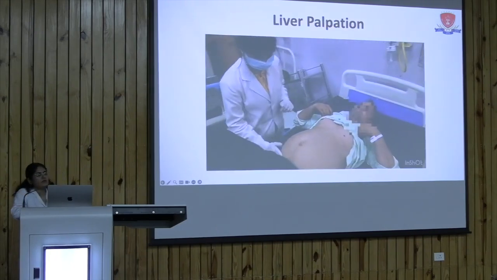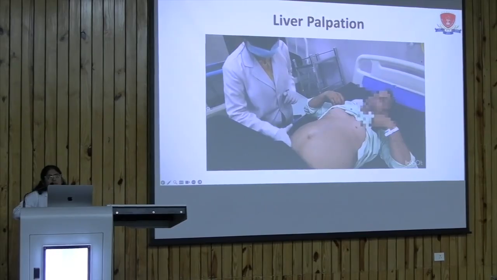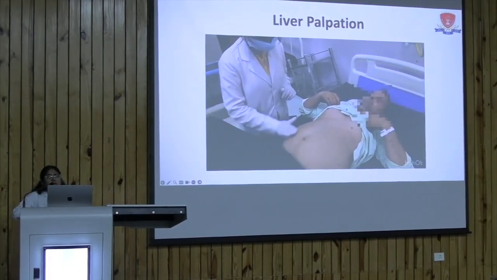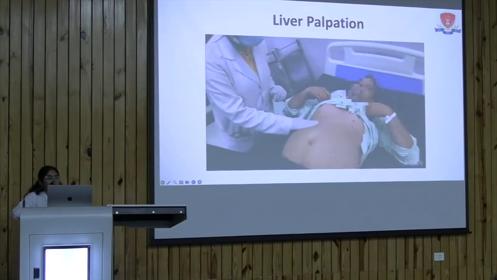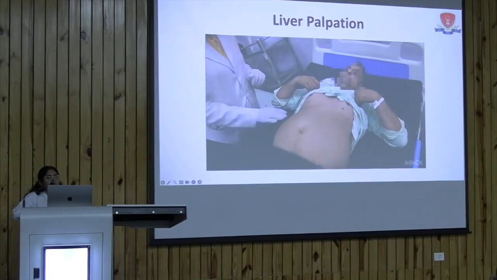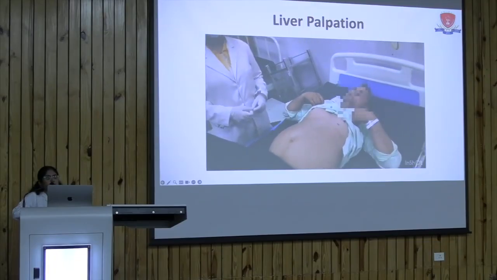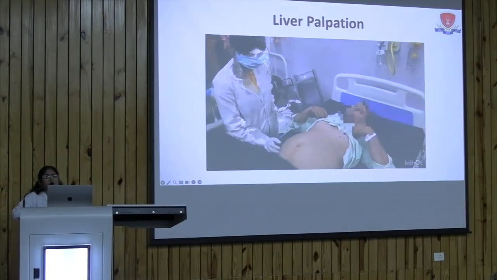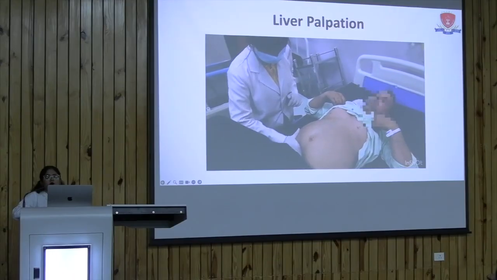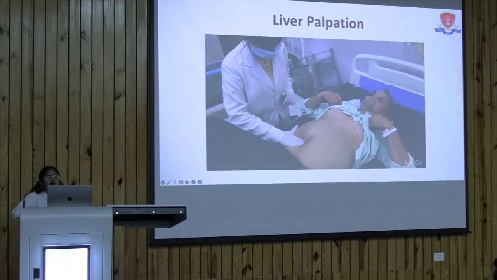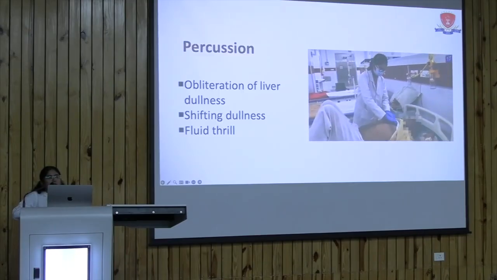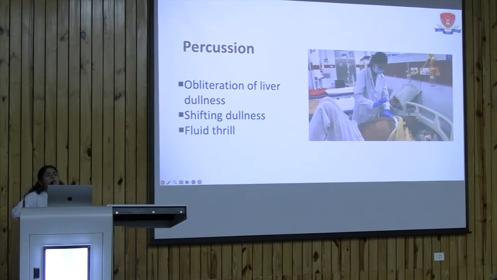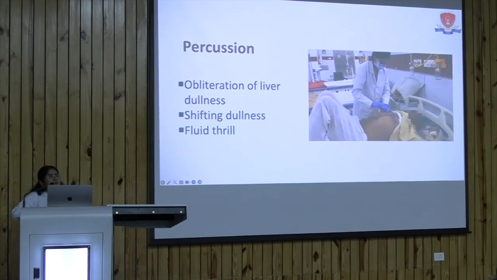For palpation of liver, ask the patient to take a deep breath as we place our right hand flat on the right iliac fossa with fingers pointing towards right costal margin. During inspiration, press gently and move upwards. Notice the consistency, surface, borders and size of liver. Also, observe presence of tenderness anywhere. In percussion, we will be observing obliteration of liver dullness, shifting dullness, fluid thrill.